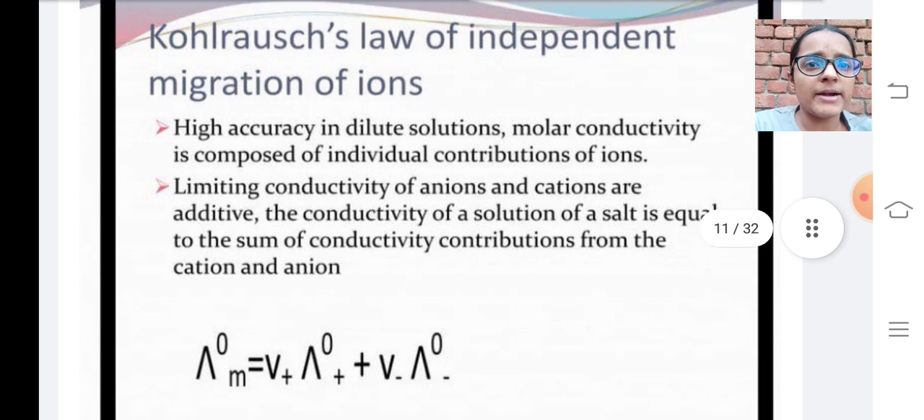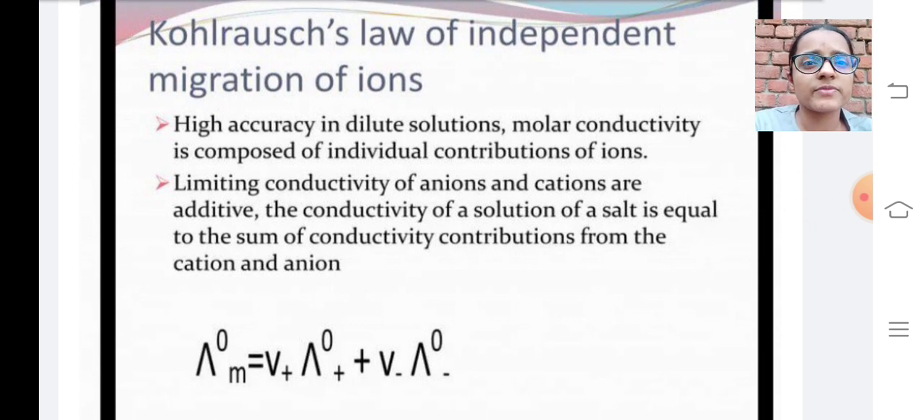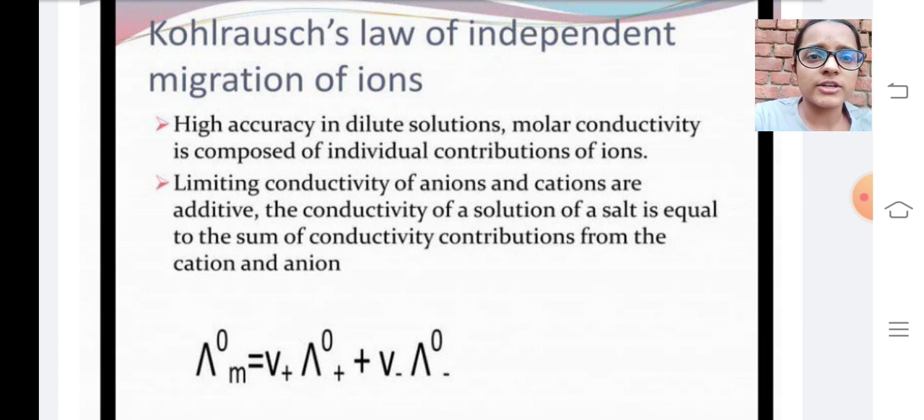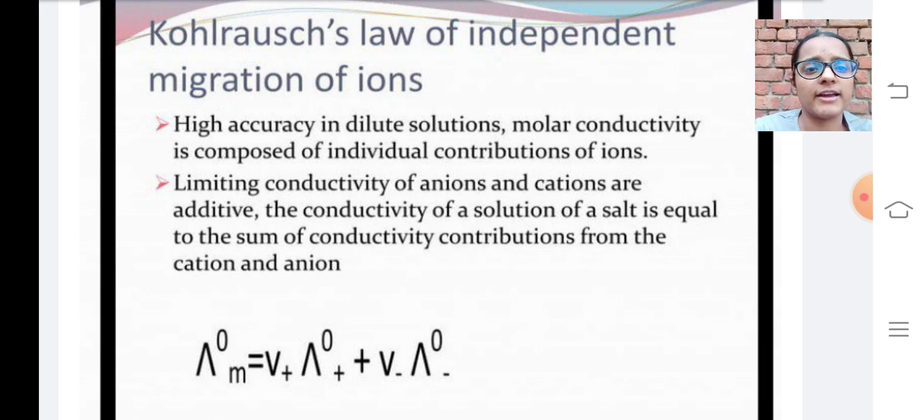Kohlrausch's law of independent migration of ions. High accuracy in dilute solutions. Molar conductivity is composed of individual contributions of ions. Limiting conductivity of anions and cations are additive. The conductivity of a solution of a salt is equal to the sum of conductivity contributions from the cation and anion.